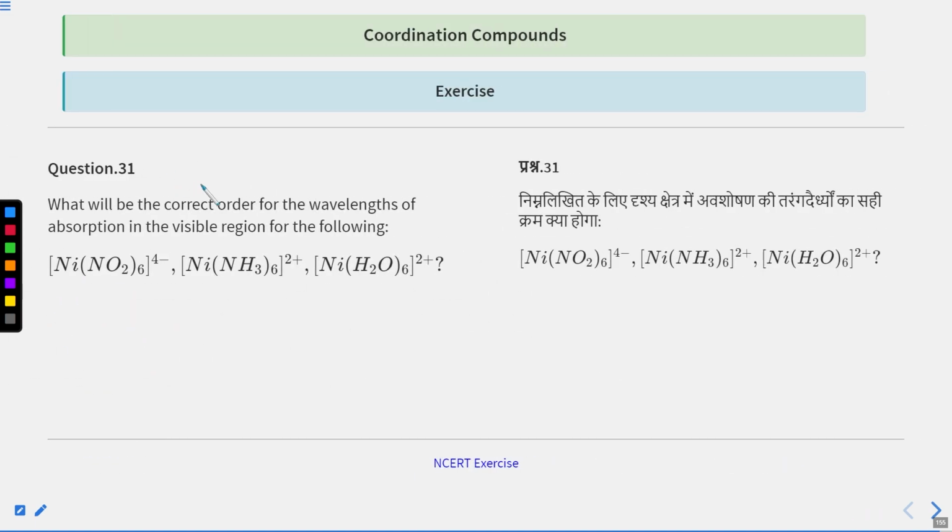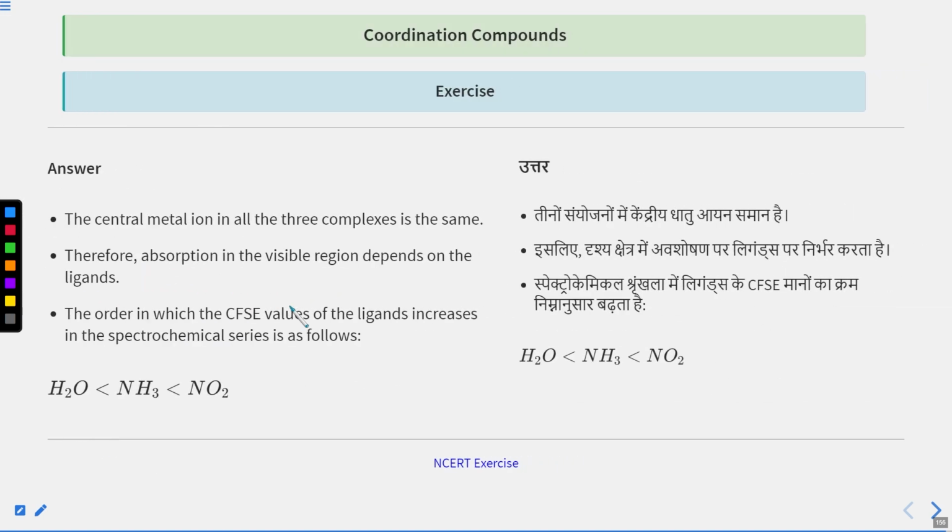Last question. What will be the correct order for the wavelength? Again it will depend upon CFSE. CFSE depends upon the nature of the ligand, and we know that NO2 is the strongest one, then NH3 and then H2O. So the energy will be in this order and the wavelength will be in the opposite order. You can see here.